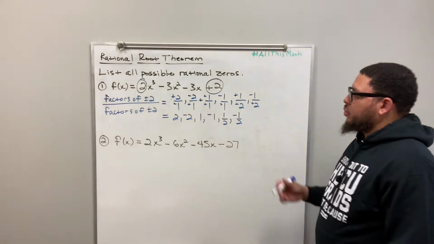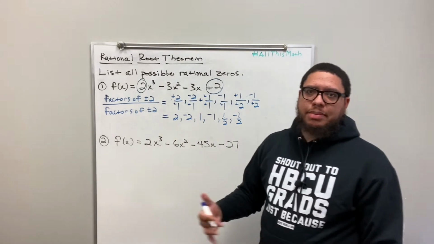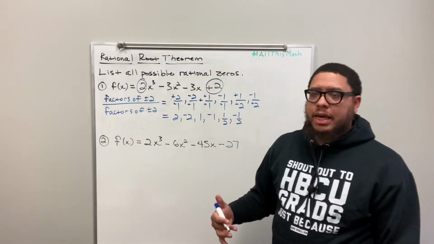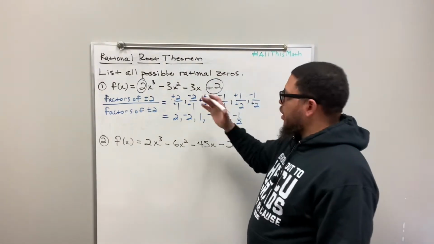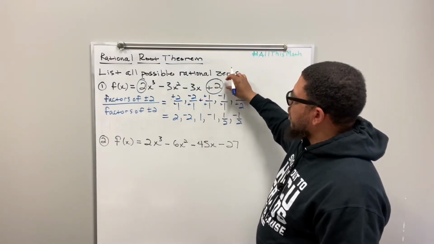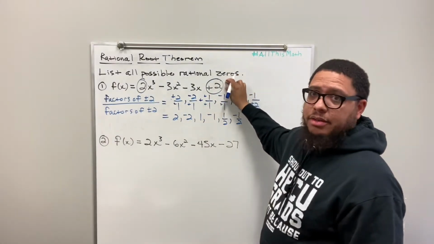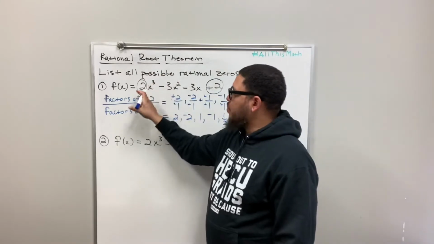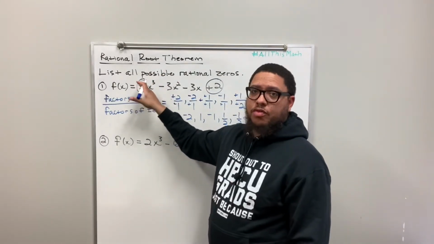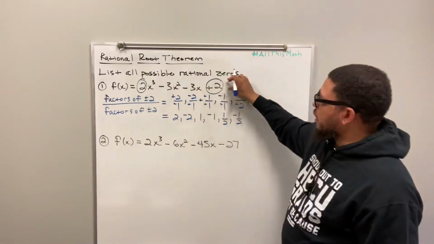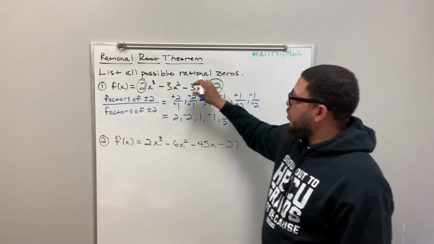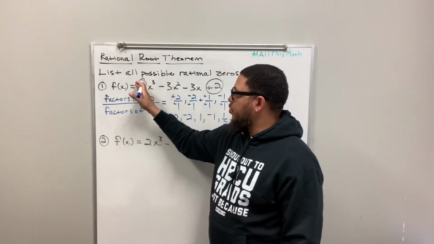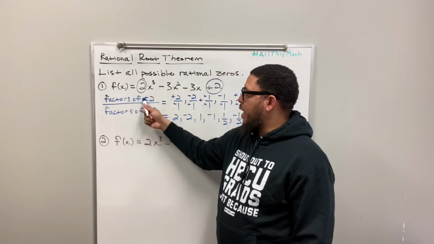Right? So when you use the rational root theorem, it's kind of like playing a game. But you just have to remember this: you're taking the factors of the constant term at the end, and you're dividing those by the factors of the lead coefficient in front. The factors of the constant at the end divided by the factors of the lead coefficient in the front. So the factors of positive or negative 2.